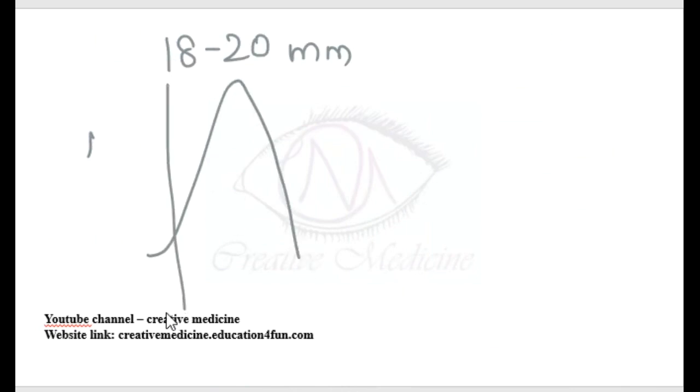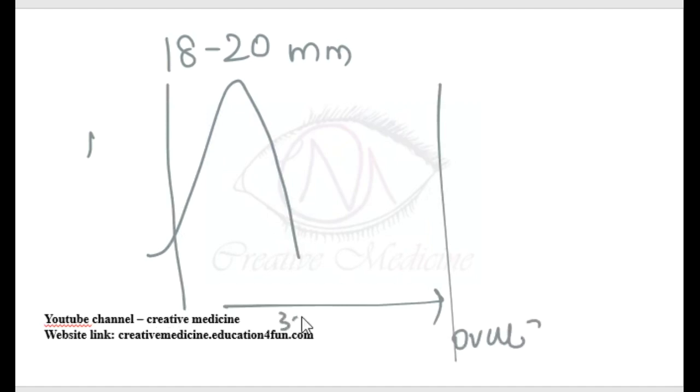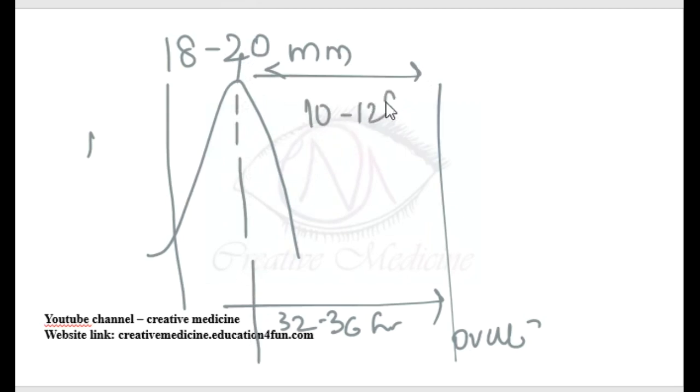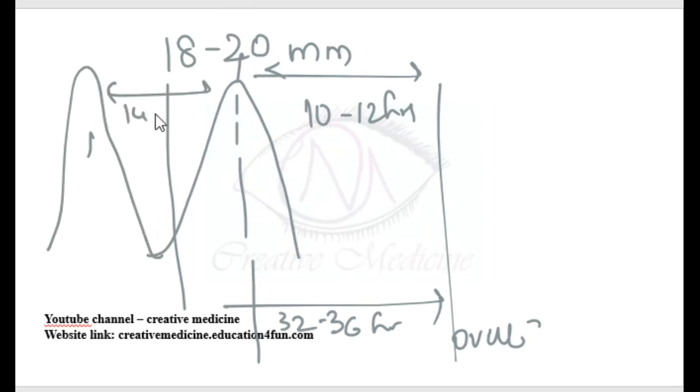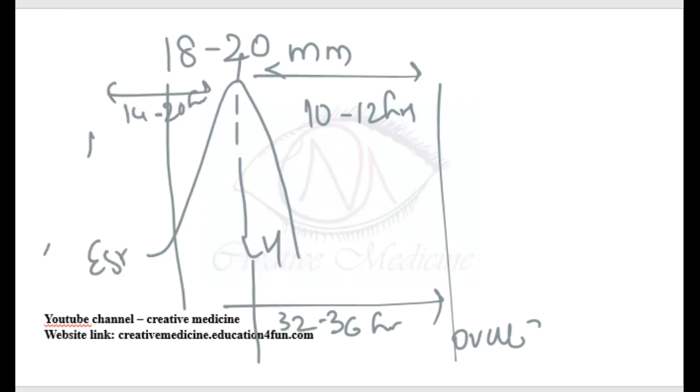So the luteinizing hormone surge will occur 32 to 36 hours before ovulation, whereas the luteinizing peak will occur almost 10 to 12 hours before ovulation. The time interval between the estrogen peak and the luteinizing hormone peak is 14 to 24 hours. So this is the estrogen peak, this is the LH peak. The time between the estrogen peak and the LH peak is around 14 to 24 hours.